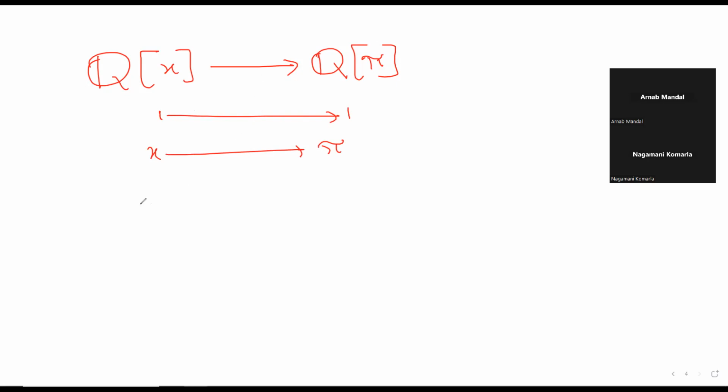Now, what does it mean to say pi is transcendental? Pi is transcendental over Q means that, this is the only natural statement, you cannot say pi is transcendental over R. That's nonsense, because x minus pi is a polynomial whose zero is pi. So that doesn't make any sense. Pi is transcendental over Q. What does this mean? This just means that given any rational polynomial, pi is not its root. Pi evaluated in that polynomial is not 0.